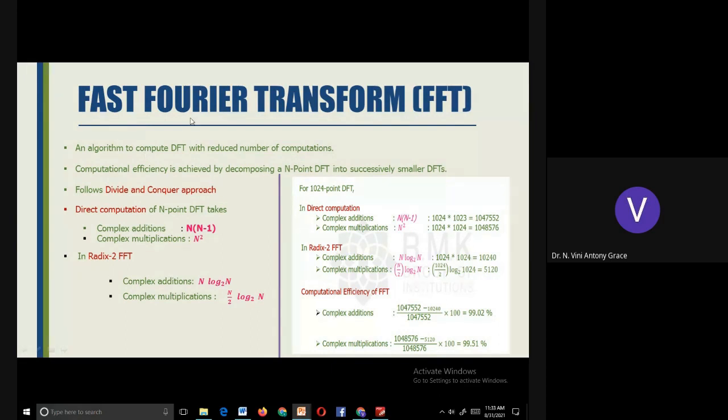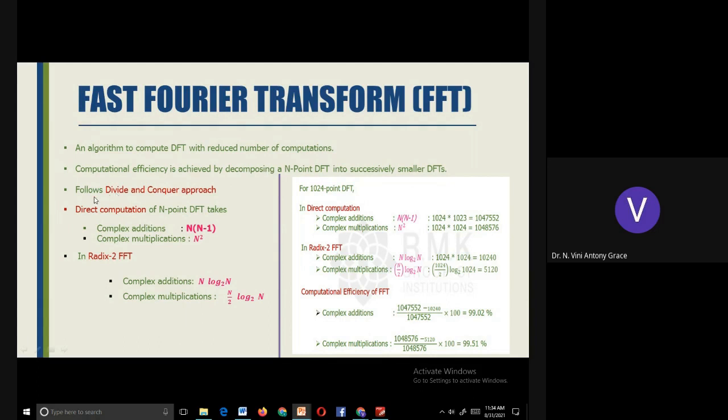And how is this algorithm executed? It is done by decomposing an N-point DFT into successively smaller DFTs. As we did in sectioned convolution, here also we are not going to take the N-point input sequence as such. If it is an 8-point sequence, we will not be taking 8 points at a stretch. Instead, we will decompose that N-point sequence into smaller sequences and then compute DFT for those smaller sequences.